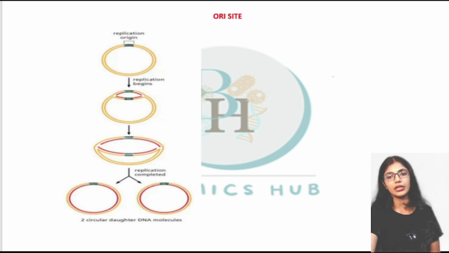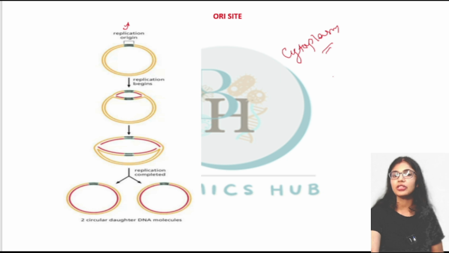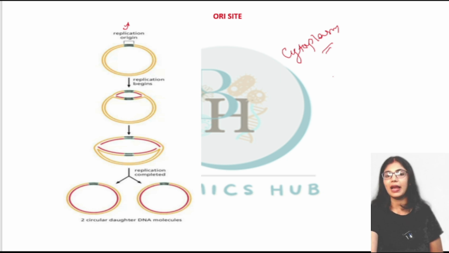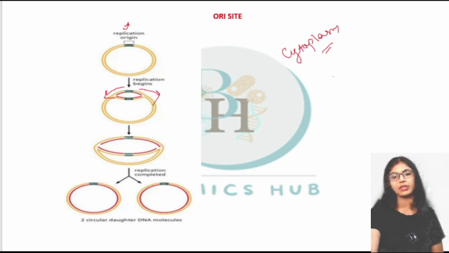Prokaryotic DNA replication takes place in the cytoplasm. The prokaryotic system has only a single origin of replication. This is the site from where the replication starts, and this process takes place bidirectionally, that means from two sides the replication takes place. Here there is the creation of a bubble, and from this side DNA replication takes place, and from this side also DNA replication takes place, and it forms two copies. From a single cell, two copies can be formed by the process of DNA replication.